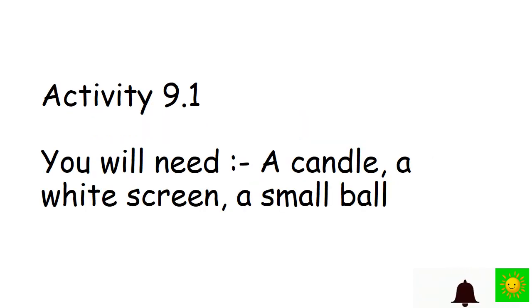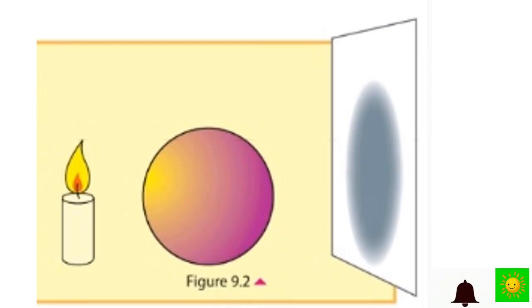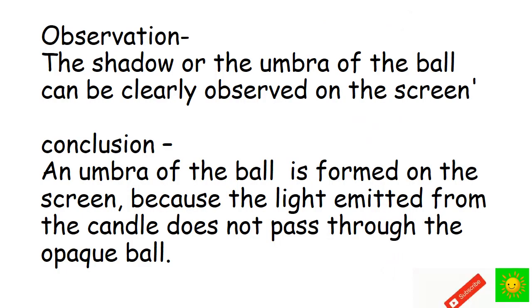You have to do a very small activity by using a candle, a white screen and a small ball. What you have to do? Place the lighted candle on the table, keep the ball in front of it and obtain the umbra of the ball on a screen. At doing this practical, we can observe the shadow or the umbra of the ball can be clearly observed on the screen. We can conclude that an umbra of the ball is formed on the screen because the light emitted from the candle does not pass through the opaque ball. Opaque means it is not transparent.